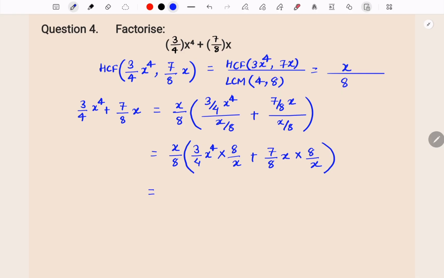Now let's simplify. Here I can write x/8. Now let's simplify inside the bracket. 4 multiplied by 2 is 8. So clearly this would be 3 times 2 is 6, and x^4 divided by x is x cubed. 8 over 8 is 1, and x over x is also 1. So here I will be left with 7, right? So this is the final answer.